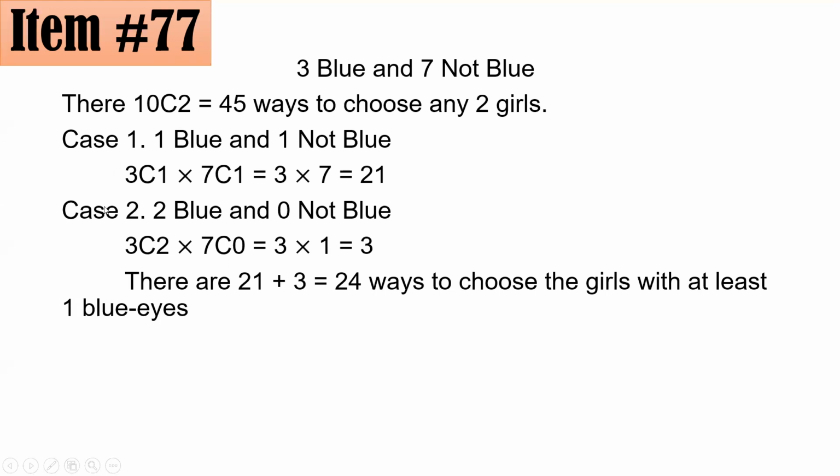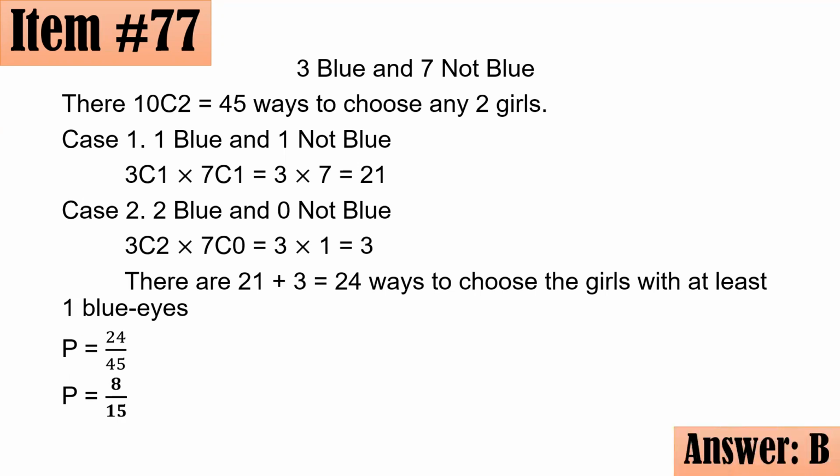And with that, there are 24 ways out of the 45 number of ways. So the probability is 24/45, dividing both numerator and denominator by the GCF, which is 3. That gives you 8/15, letter B. All right. Do we have questions or clarifications?